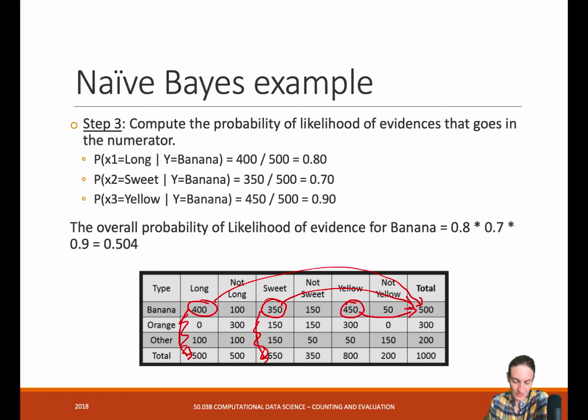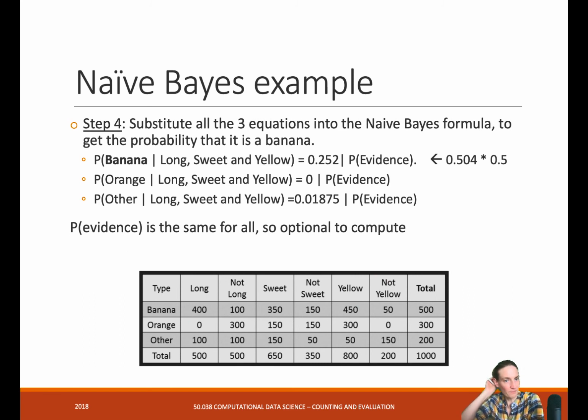This gives us the conditional likelihood of evidences given the fruit or the class. So it is the overall probability of the likelihood of evidence for banana. We will actually be multiplying all of these in the numerator. Okay. So step 4, fill in everything.